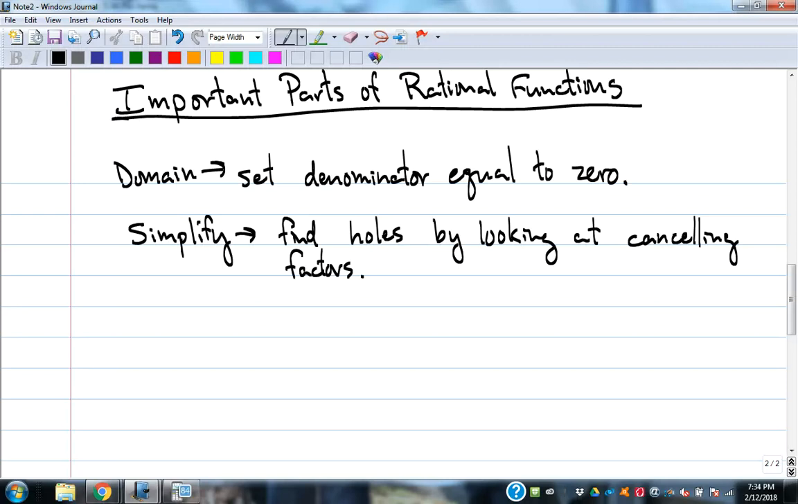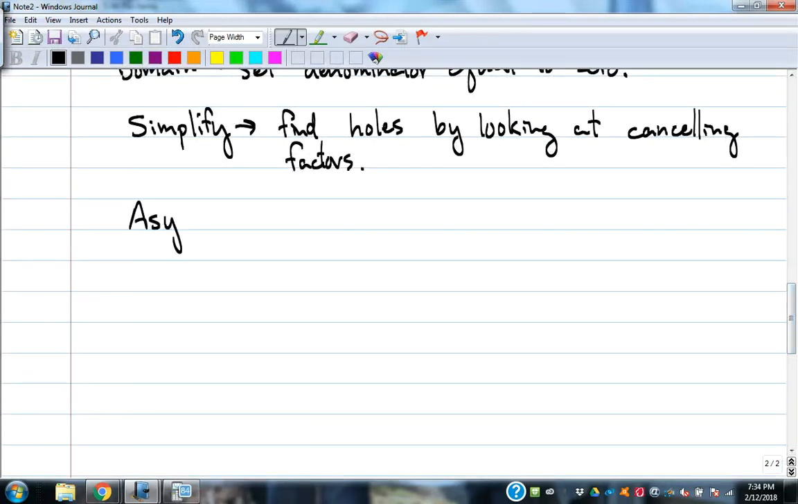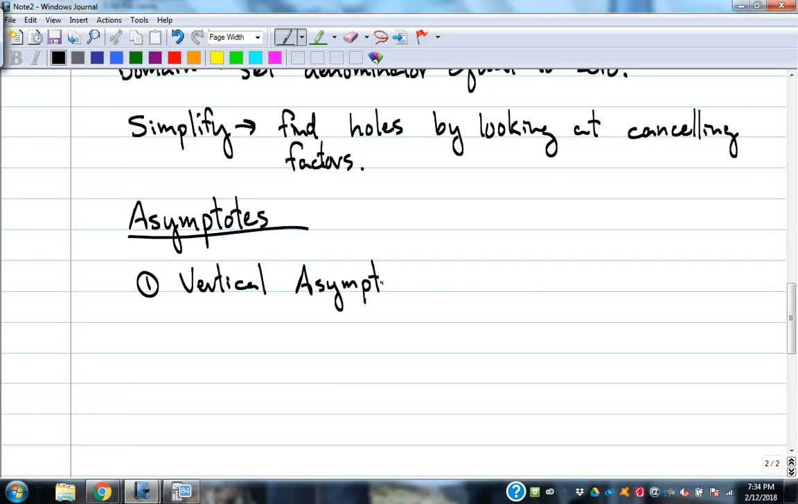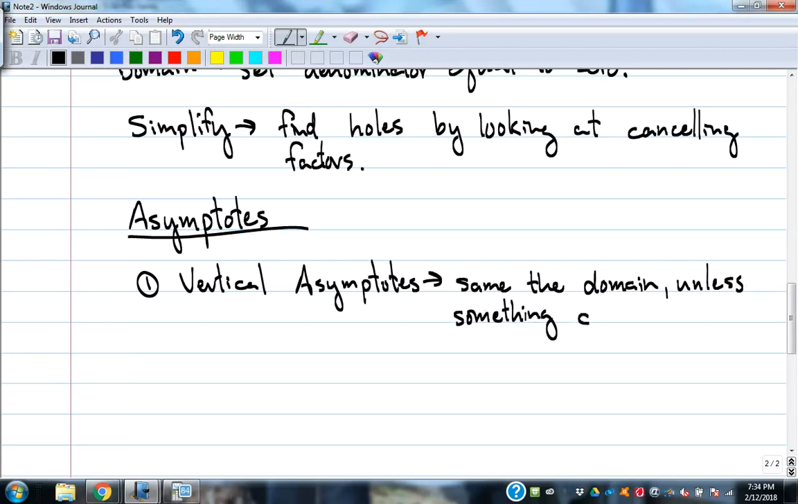Okay. The next thing we look for are asymptotes. There are 3 kinds of asymptotes. Okay. The first kind are vertical. Vertical asymptotes are a lot of times the same as the domain. Unless something canceled.